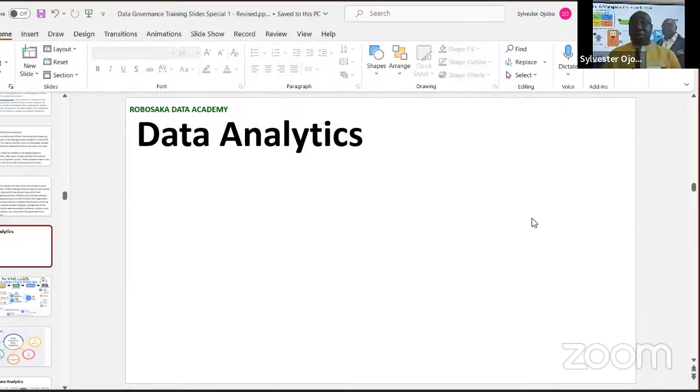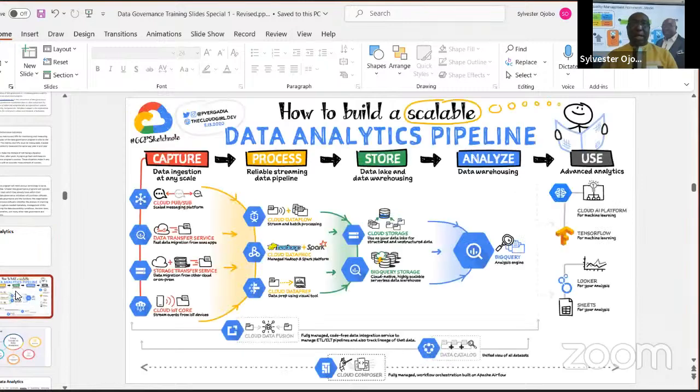Now, this is very vital. It's part of the strong curriculum we have. One aspect of it is for data analysts. It's good for data governance to know what a data analyst is doing. So you need to understand. I have a schematic drawing here that can give you a holistic view of what it entails.